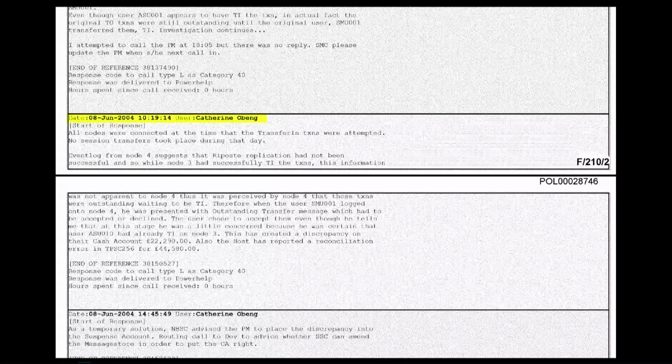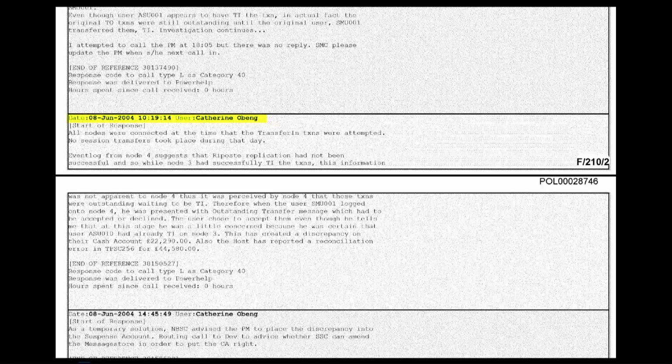Event log from node 4 suggests that Riposte replication had not been successful. And so while node 3 had successfully TI'd the transactions, this information was not apparent to node 4. Thus it was perceived by node 4 that those transactions were outstanding, waiting to be TI'd.